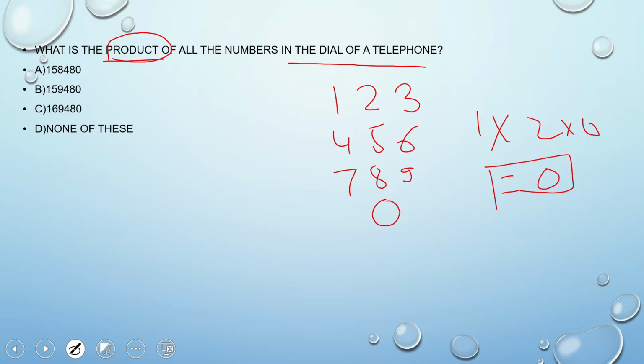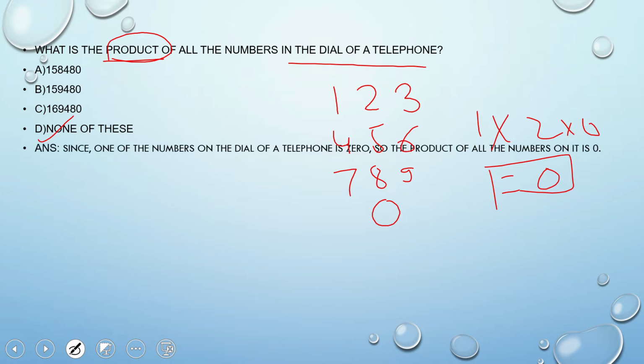In option A we don't have 0. In option number B also we don't have 0. And in option number C we also don't have 0. So the correct answer is D, none of this. You can read the answer here, that is, since one of the numbers on the dial of a telephone is 0, the product of all the numbers on it is 0.